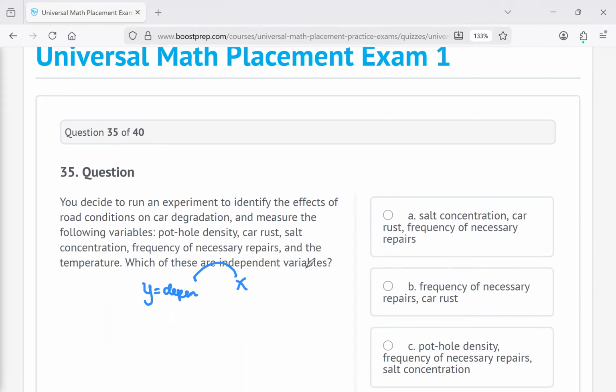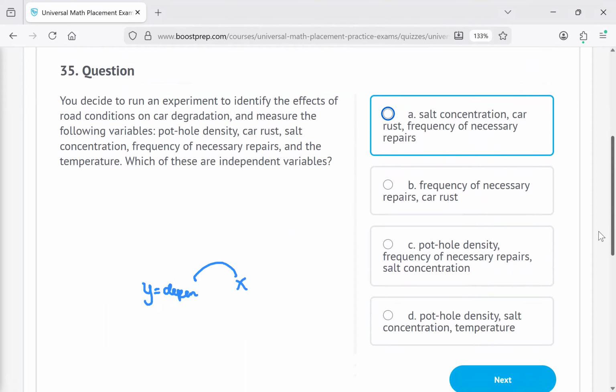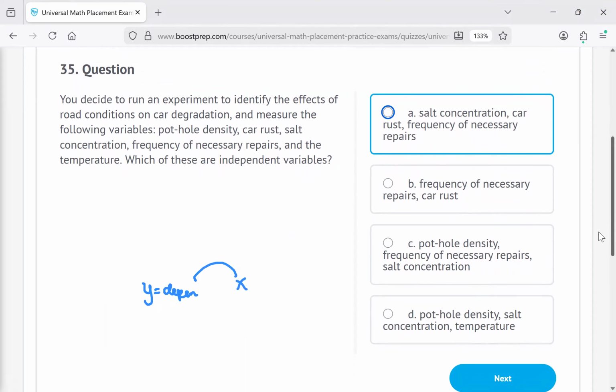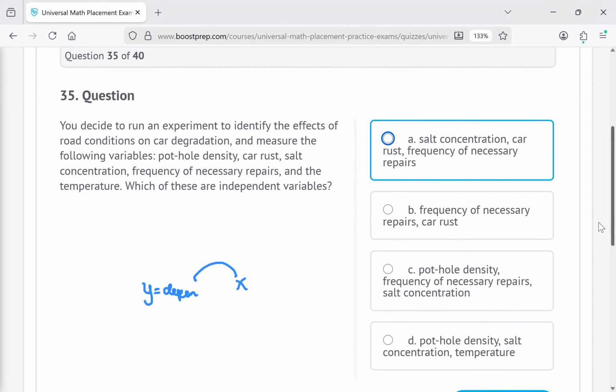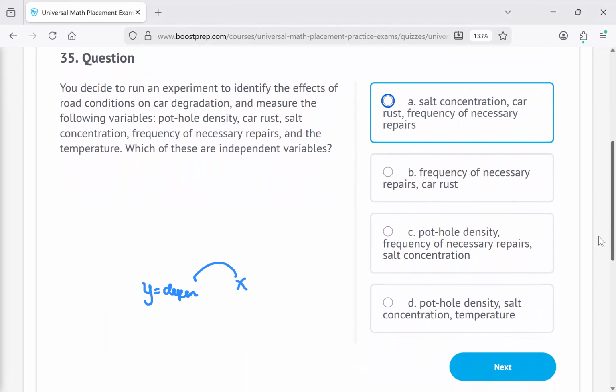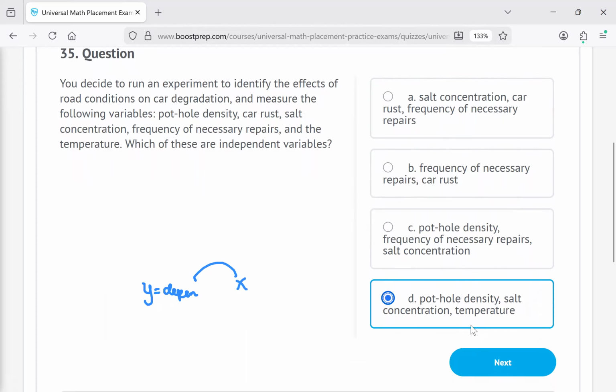So what do you think? I think the independent is going to be letter D. They can stand on their own. We have D is pothole density, salt concentration, temperature, right? These are all independent. They depend on themselves. So it's going to be D. Pothole density, salt concentration, and temperature.